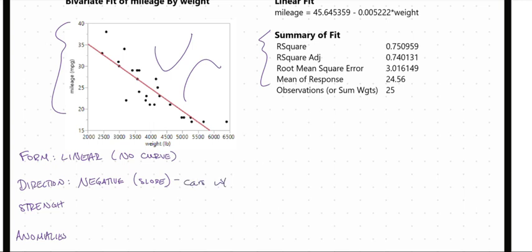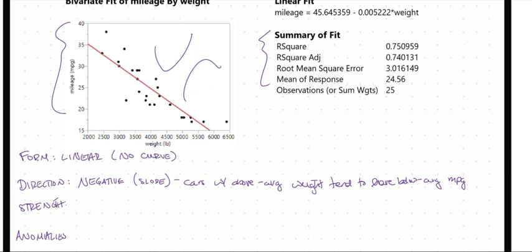So cars with above average weight tend to have below average miles per gallon. Now that doesn't mean that all cars with high weights have or always will have low mileage. This is just the general trend or state of things.